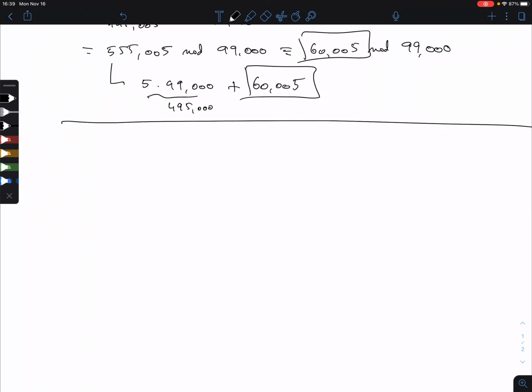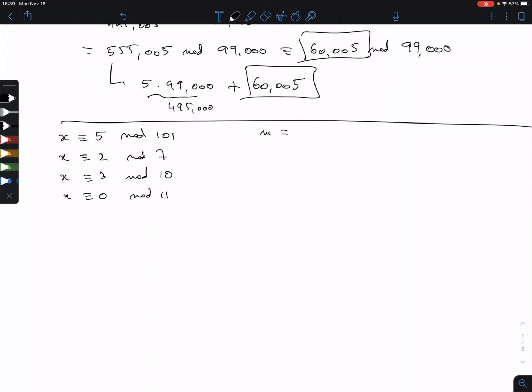Although you'll see, so what I want to do, x is equivalent to 5 modulo 101. X is equivalent to 2 mod 7. X is equivalent to 3 mod 10. And x is equivalent to 0 mod 11. Okay. So let's work out what we have.